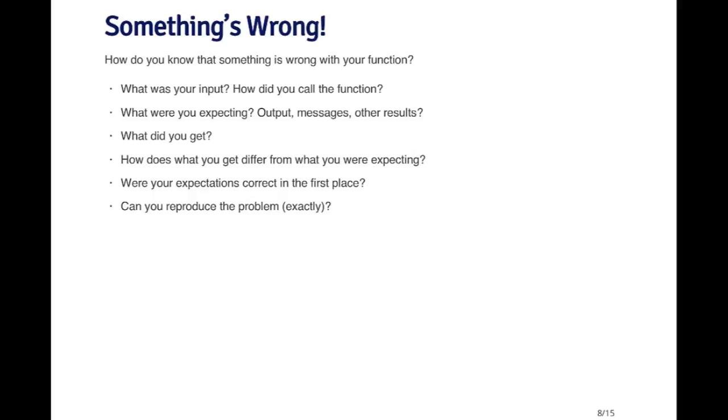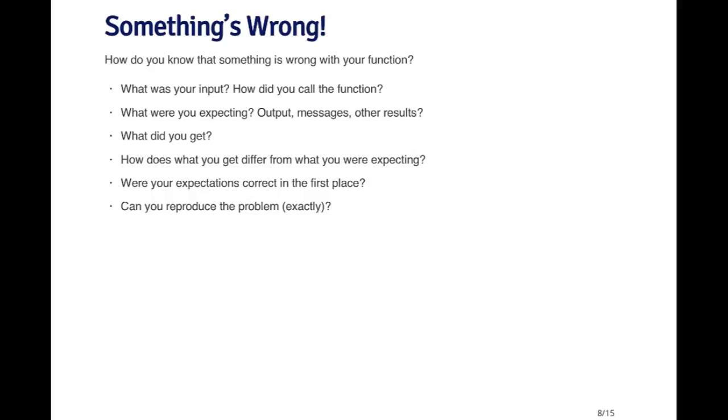What was the output that you were expecting? Were you expecting some message that you didn't get, or other numerical results? What were you expecting, and then of course, what did you actually get? How did what you actually got differ from what you were expecting? And then, of course, were your expectations correct in the first place? If you were expecting something that was in fact incorrect, then your notion of what is correct and incorrect is now being challenged.